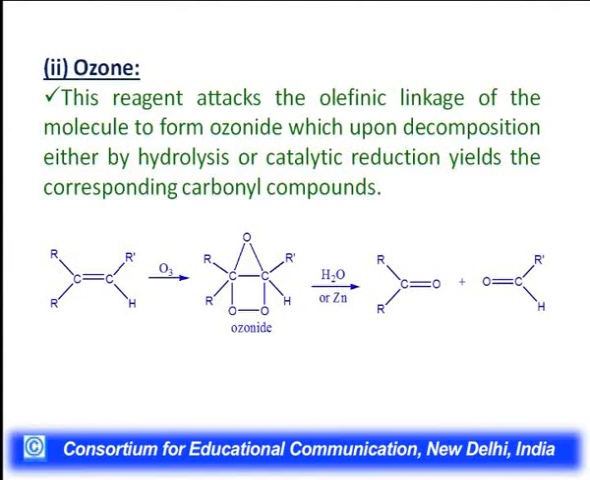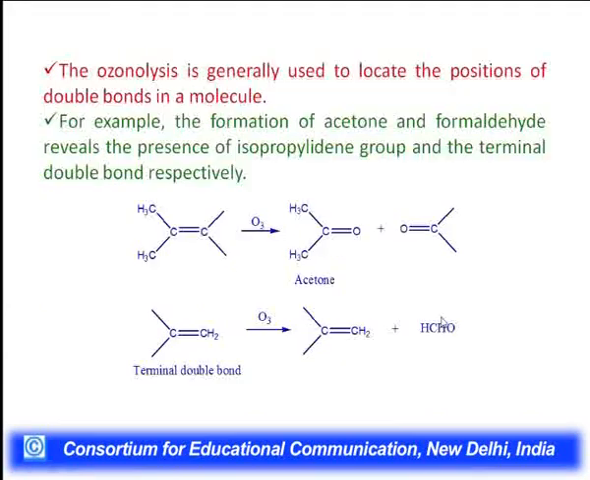This reagent attacks the olefinic linkage of the molecule to form the ozonide, which upon decomposition either by hydrolysis or by catalytic reduction yields the corresponding carbonyl compounds. First the ozonide is formed, and then after hydrolysis it converts into 2 aldehydes or ketones, which are generally known compounds, and from here we can design the structure of a particular terpenoid. Here again we have taken the reaction with ozone, and the products will be aldehydes and ketones, which are generally known structures, so we can design the structure of the terpenoid.